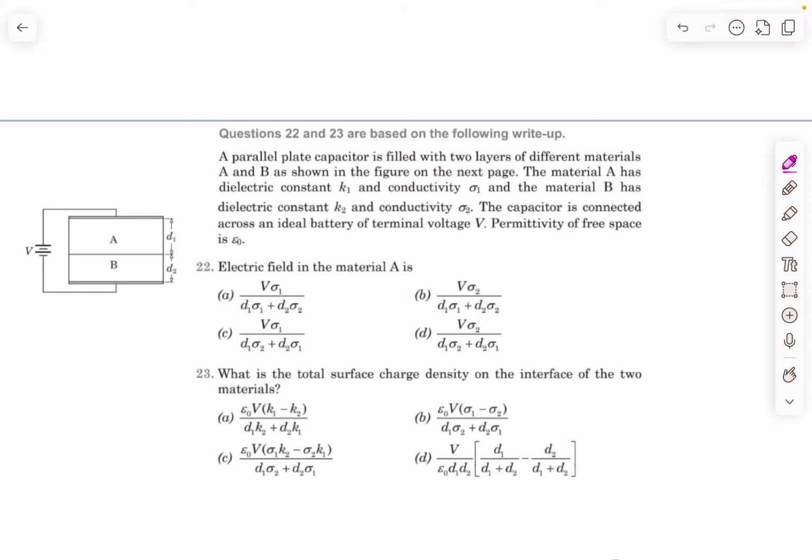Hello everyone. This is a question from the book Pathfinder on the topic electrodynamics. So let's read through the problem once.